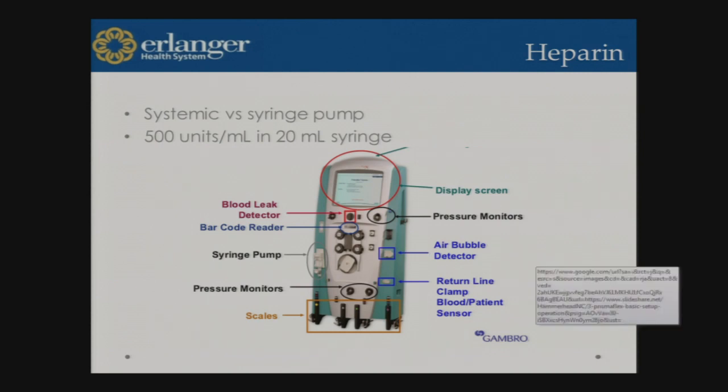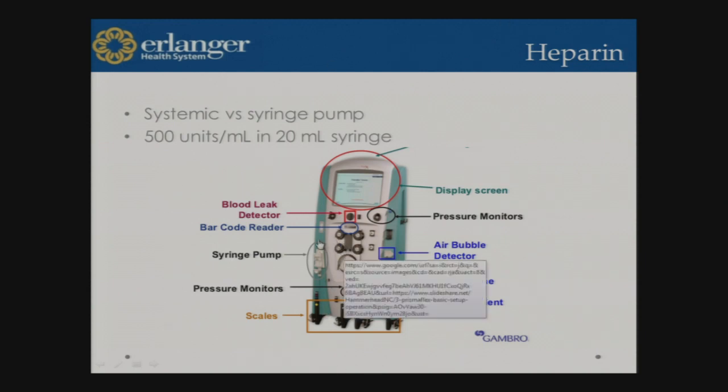But we can also provide heparin via a syringe pump on the CRT machine. And I know this may be difficult for you to see, but on the side of the CRT machine, there's a syringe pump that's actually built in. A 20 cc syringe fits on this pump. And we provide a concentrated heparin syringe, and the concentration is 500 units per ml on this pump.